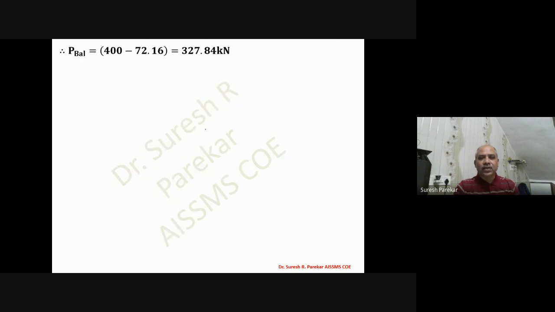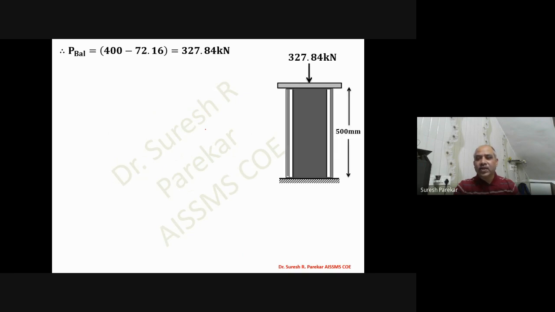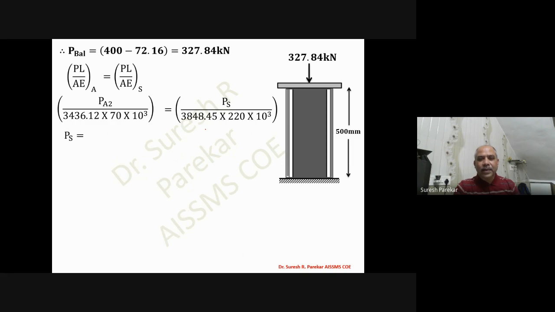So now you can see what value of load will be balanced. So 400 minus 72.16, that is 327.84 kilonewton. So now we have the bar in this machine, and now the load is shared by both, that is aluminum and your steel rod. And then in the same way whatever we have done in the last problem, in this way we will get the relationship between PS and PA.